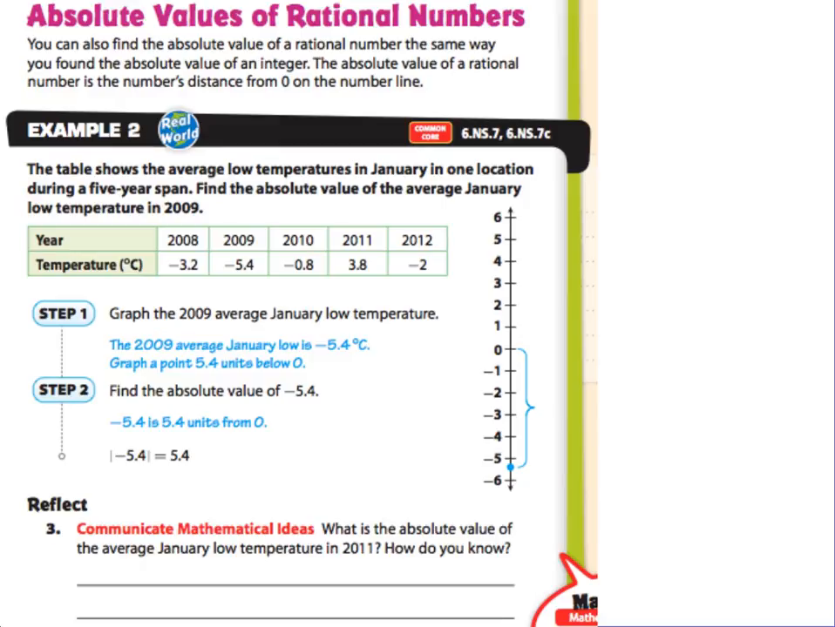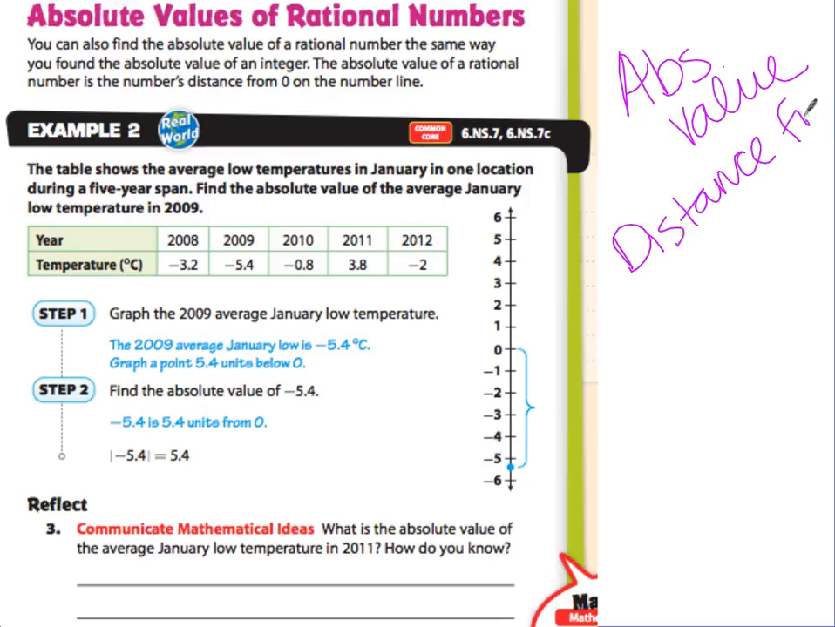Absolute values. Now, this is really important. The absolute value is different than opposite because the absolute value just tells you the number's distance from 0.